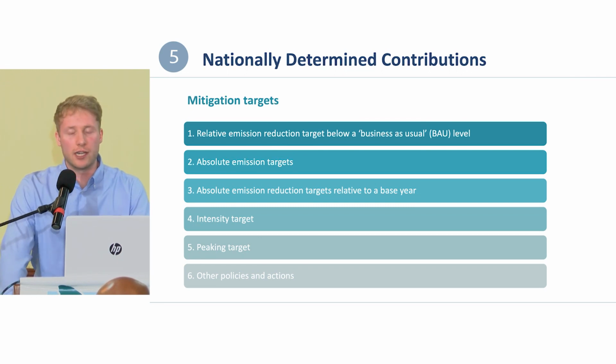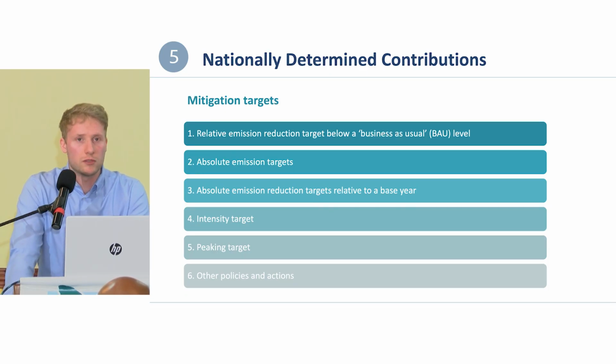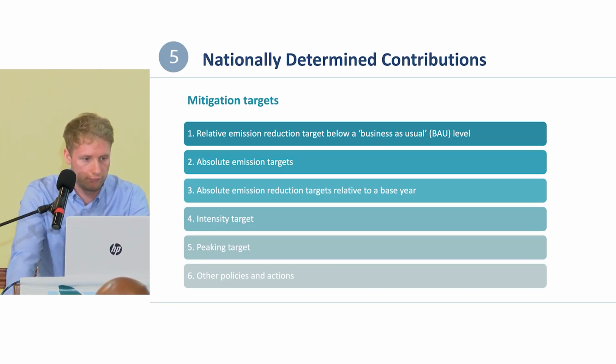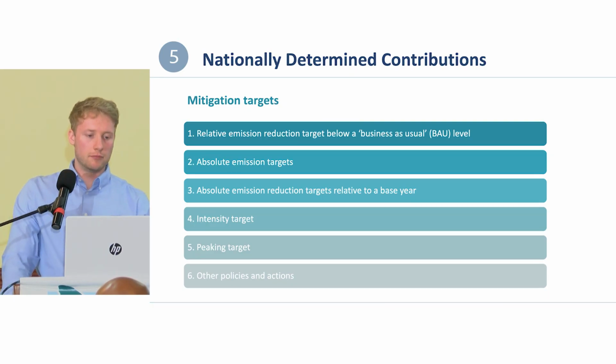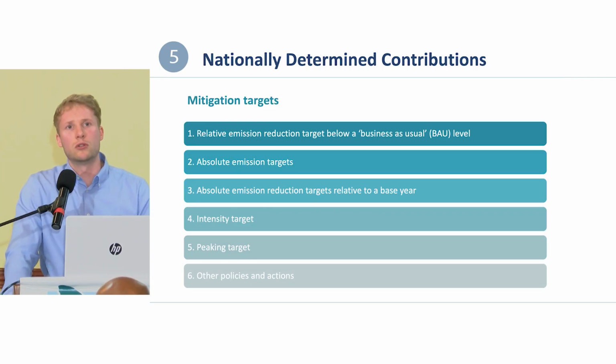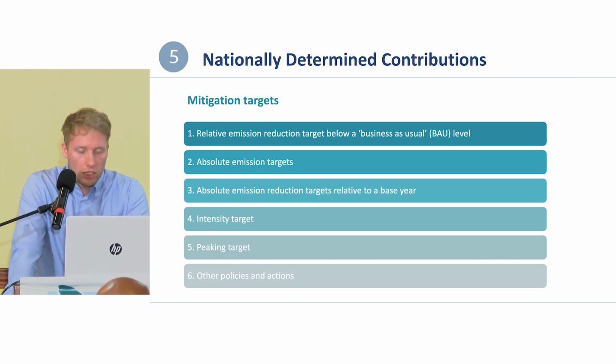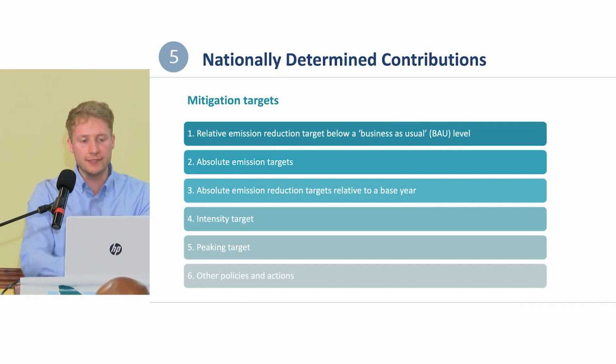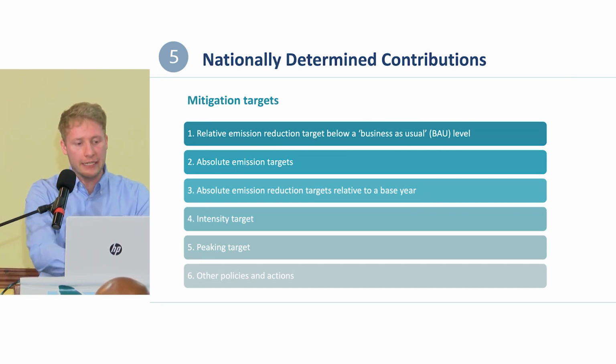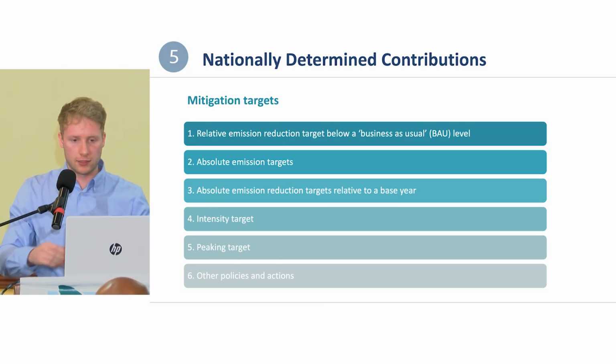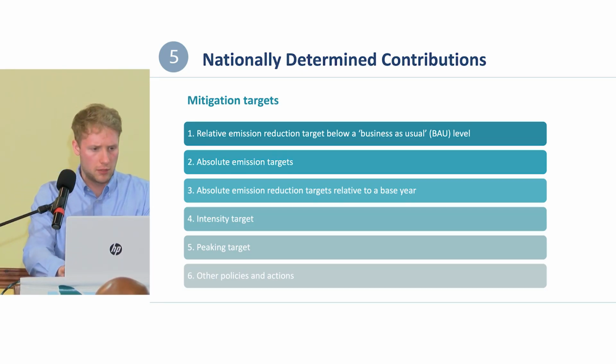Then there can be absolute emission targets. We want to reduce 5,000 kilotons of greenhouse gases every year, or by 2030, right? Then we can have the same relative to a base year. That's what a lot of countries also do. We want to have 5,000 kilotons of CO2 equivalent less compared to 1990 levels that we had. Can be an intensity target, a peaking target, which is, for instance, or intensity is, well, we have a look at that. Maybe that's even easier.